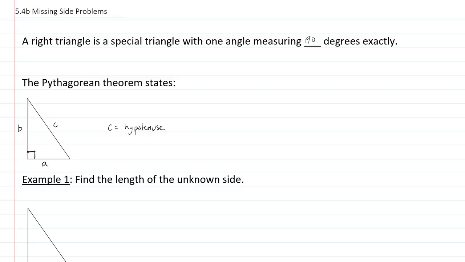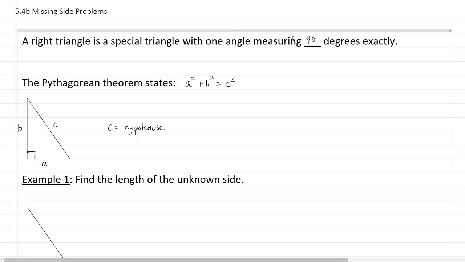The Pythagorean theorem states that a squared plus b squared is equal to c squared. So it gives us an algebraic relation between the sides of a right triangle. This becomes very important because if we know any two sides of a right triangle, we automatically know the third side. So let's use the Pythagorean theorem to solve a problem involving right triangles.